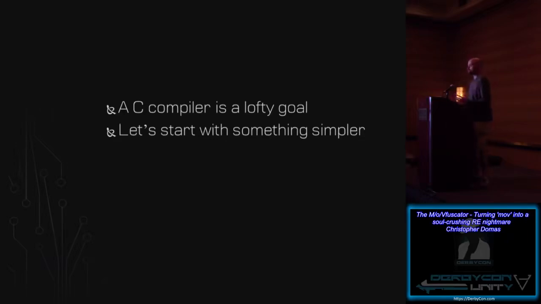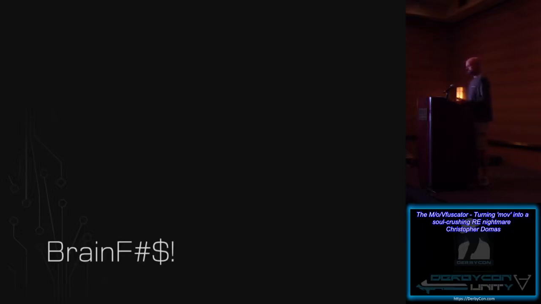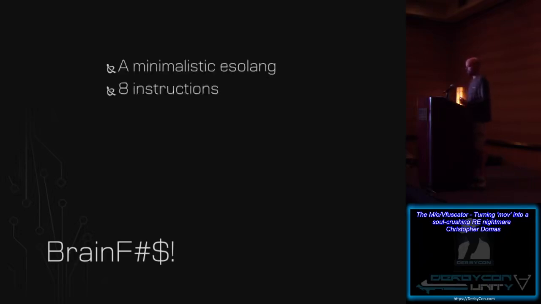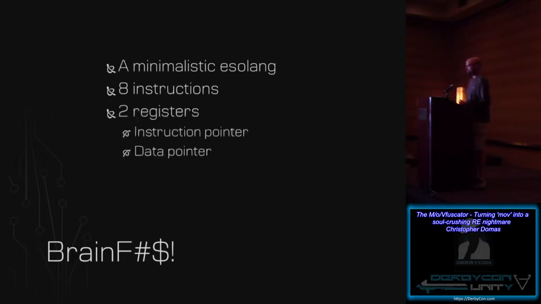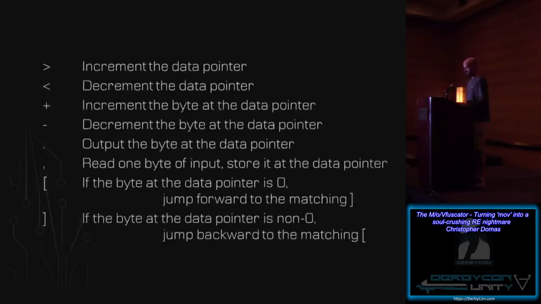So a C compiler is kind of a lofty goal here, but I thought let's start with something a lot simpler, a lot more manageable. So the simplest language I could possibly think of as a starting point is something that's a little bit inappropriate for a family-friendly conference like this, but it's this minimalistic, esoteric programming language that has only 8 instructions, only 2 registers, an instruction pointer and a data pointer. And for the purposes of this talk, I'm going to try to call this BrainYuck, and hopefully I won't screw that up. But these are the 8 BrainYuck instructions.